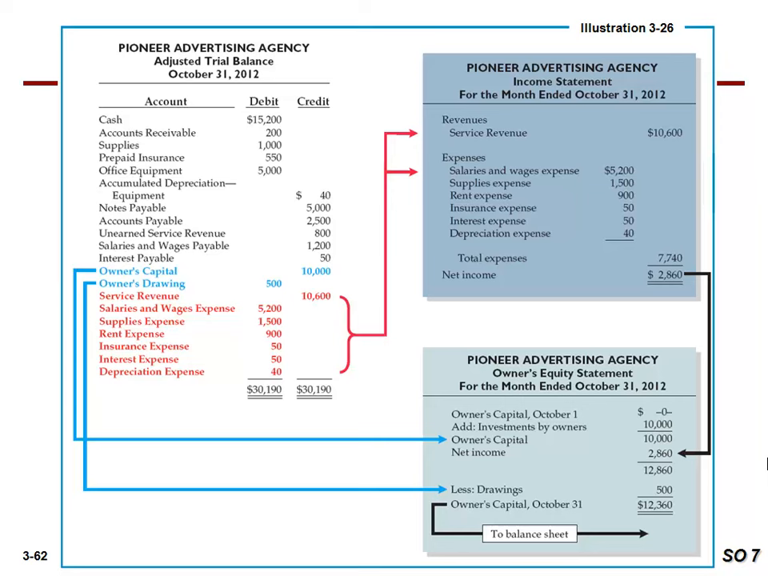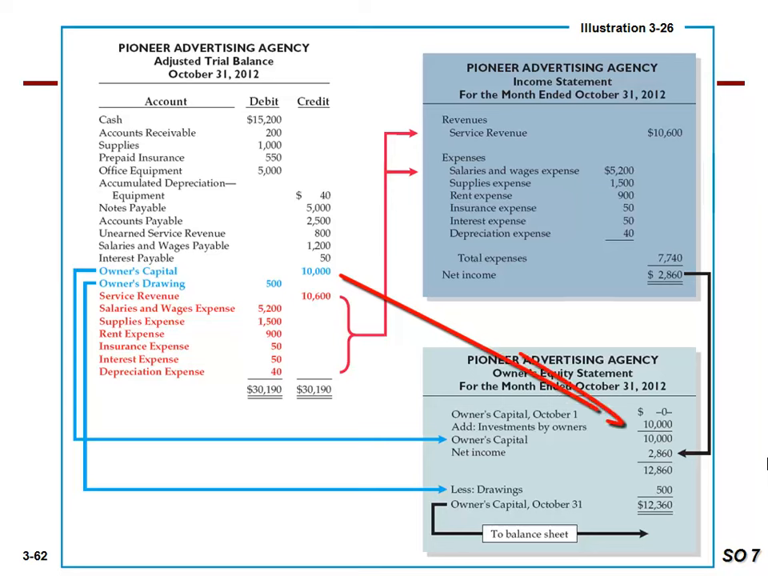Secondly, our owner's equity statement at the bottom. Now, this was an example of our company, Pioneer Advertising Agency, starting in the month of October. So when it started out, the owner had nothing in his owner's capital account. By looking at the adjusted trial balance and knowing it's the first month of operation, we are concluding that the $10,000 was an investment by the owner. If there's any doubt about that, we go back to the journal entry to see that it was an investment by the owner, where the owner put in cash, and credit was given to his owner's capital account. So the equity statement, very condensed.